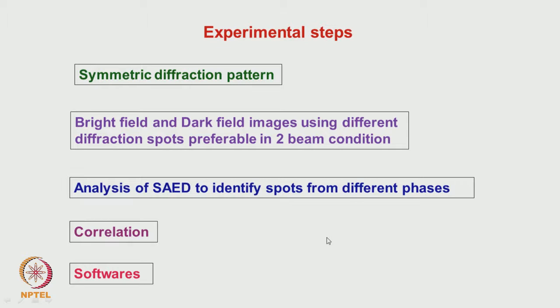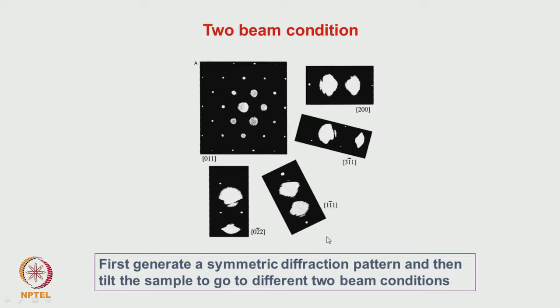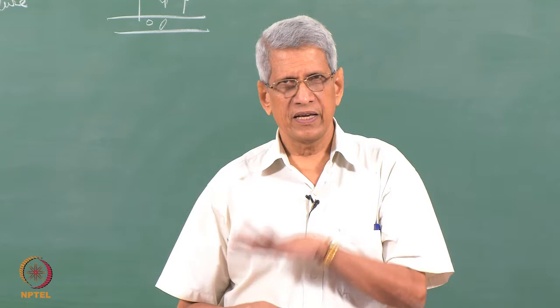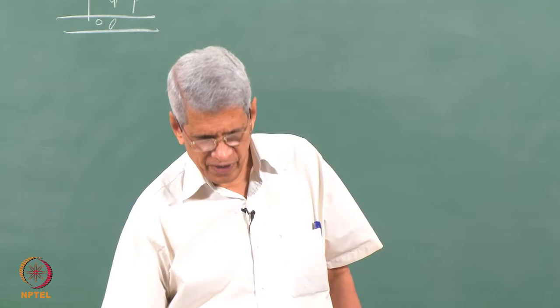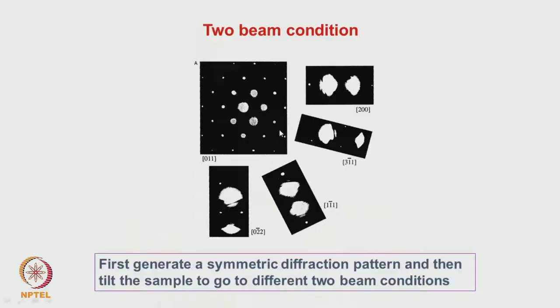Okay. So I mentioned the first step is to get a symmetric diffraction pattern. We can get this in a microscope by tilting the sample, observing it on the screen, so that we get spots of uniform intensity. How to get this pattern using QQG pattern, all these things are being covered in a different class. For this lecture, we assume that we have got a symmetric diffraction pattern.